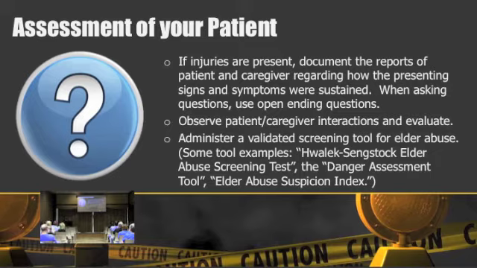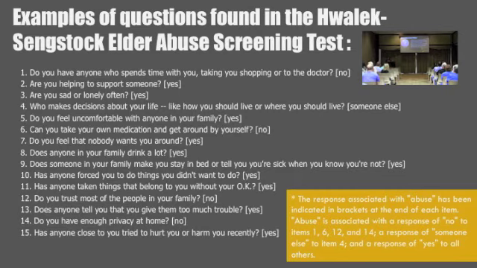I've been looking into this because there are some validated screening tools for elder abuse, and there are different tools that exist, so I want to show some of these to you. I don't know that I'm going to pronounce one of them correctly. I'm thinking that it's the Hwalek-Sengstock Elder Abuse Screening Test. Then there's the Danger Assessment Tool, and then there's the Elder Abuse Suspicion Index. These three tools are being used by some hospitals nationwide. Some of them are showing to predict abuse and neglect.